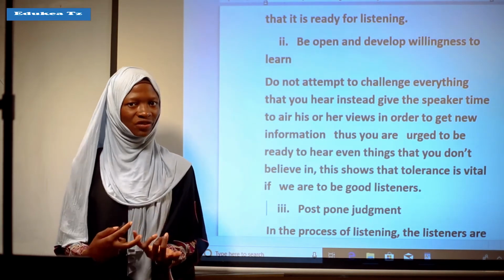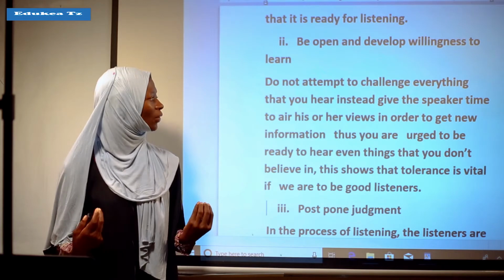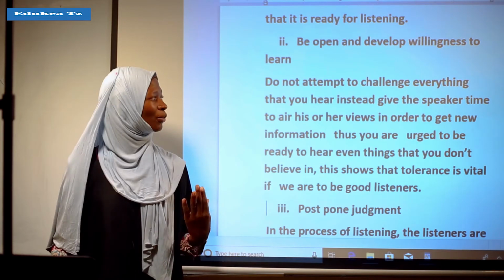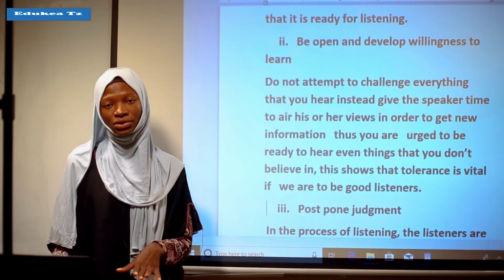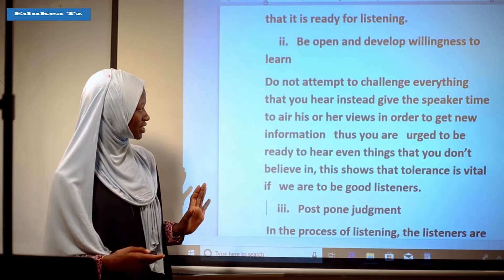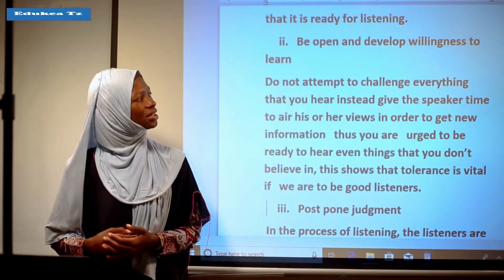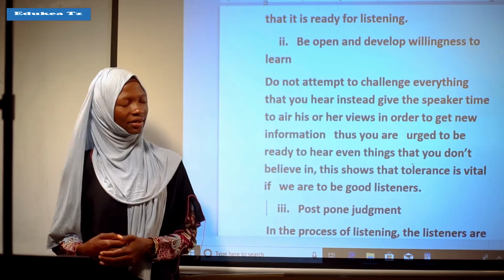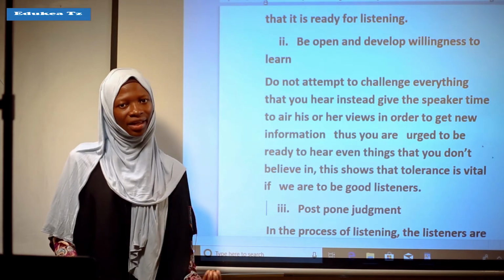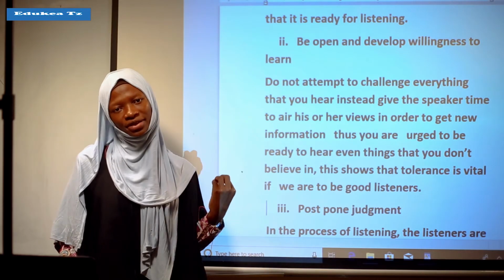If we want to achieve active listening, do not argue with the speaker about everything he or she is talking about. Even if there is something that you don't know or don't understand, try to be tolerant so that you can achieve active listening. Then you can be a good listener, and you can succeed, even understanding what has been said.